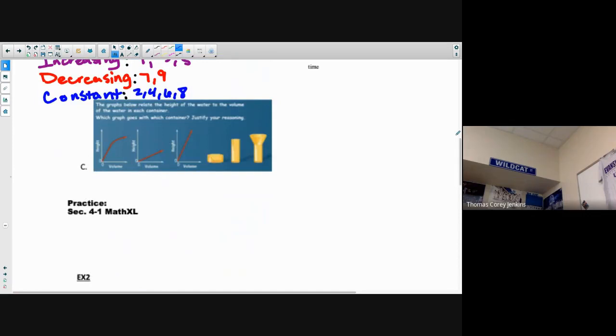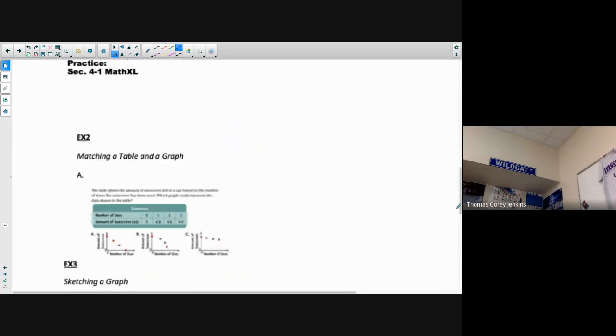Actually, I'll let you guys think about C. It says the graphs below relate the height of the water to the volume of the water in each container. So you're thinking about as we filled each container, how would the height of the water go into each one? Okay. So this is where you kind of apply what you've learned a little bit. So you're thinking as the volume of water increases, okay, how is the height of the water going to be off the ground? Okay, those are answered in the notes. So in the filled out notes, I would say you always try to do them and then check them that way.